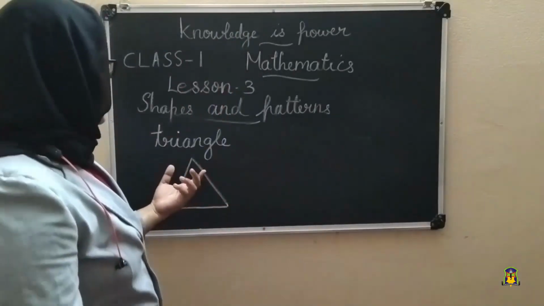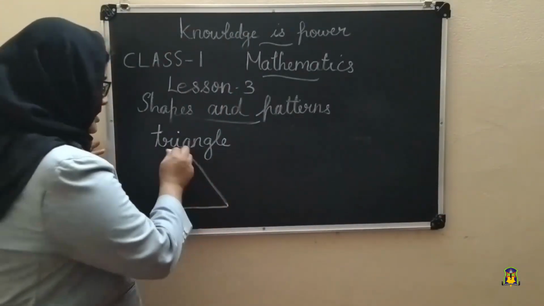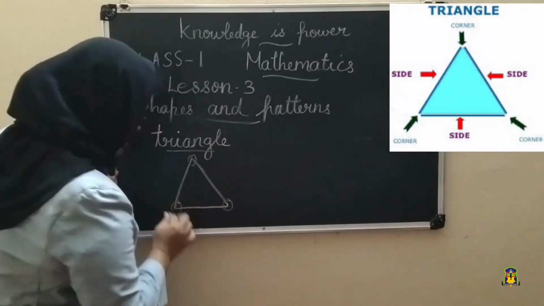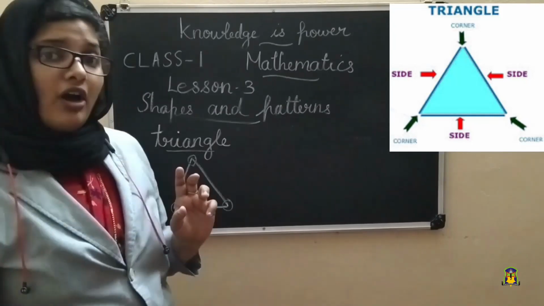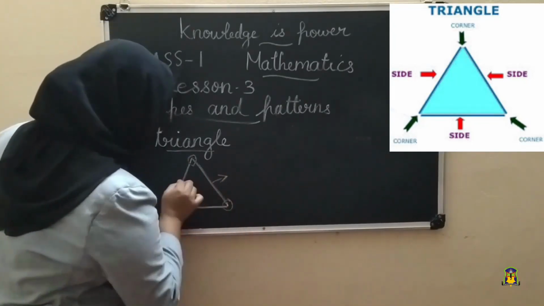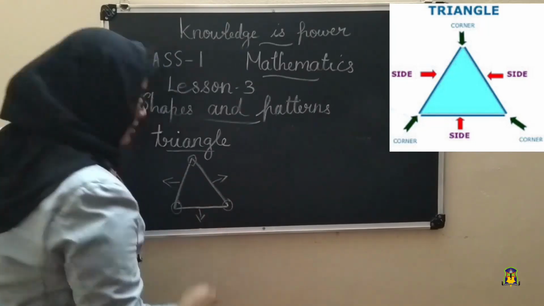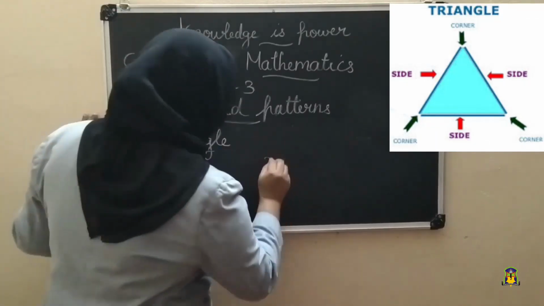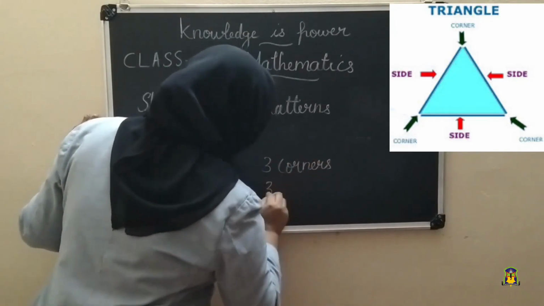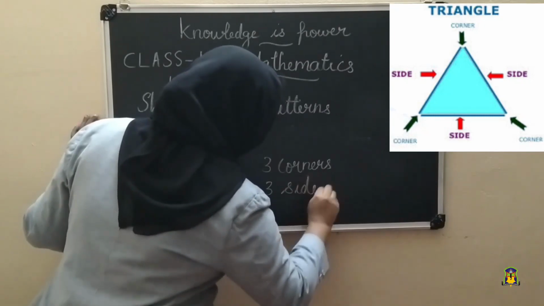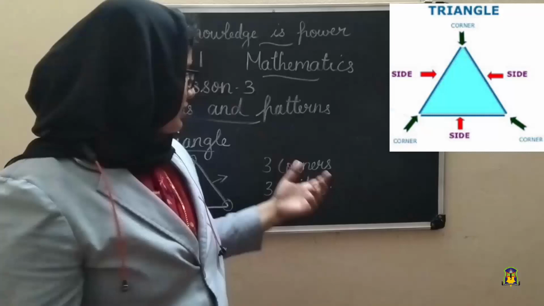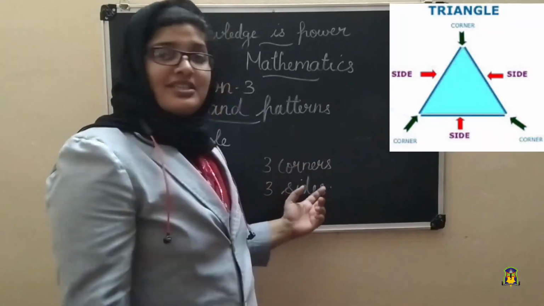Yes, this is a triangle. And how many corners does a triangle have? Three corners. And these are sides. So, three sides. Three corners and three sides.